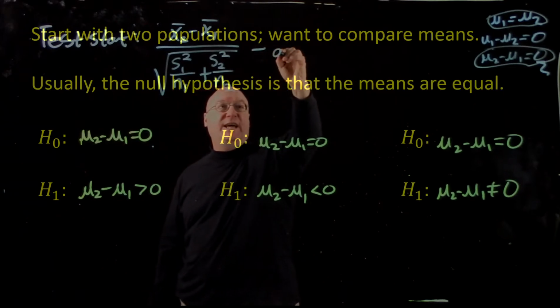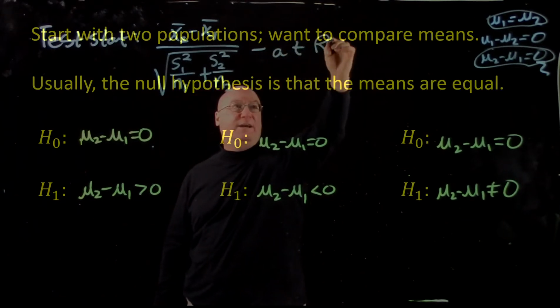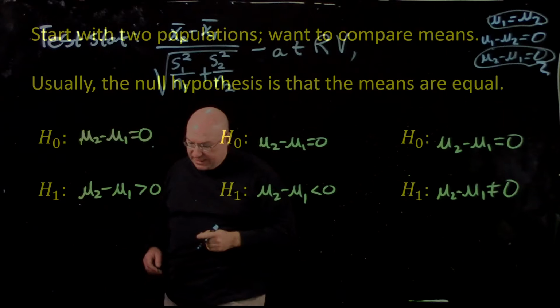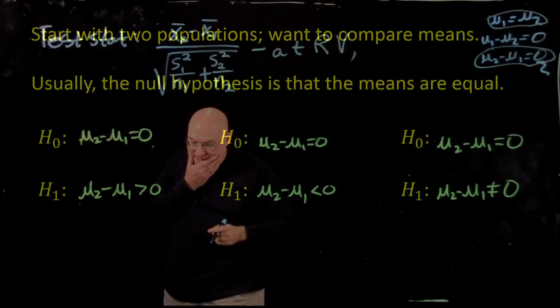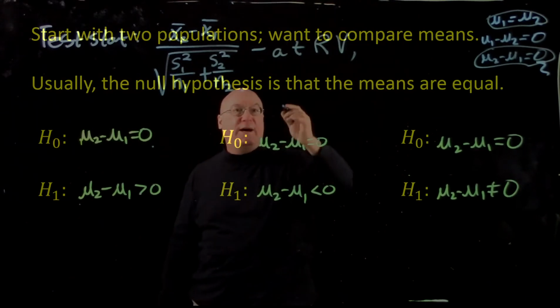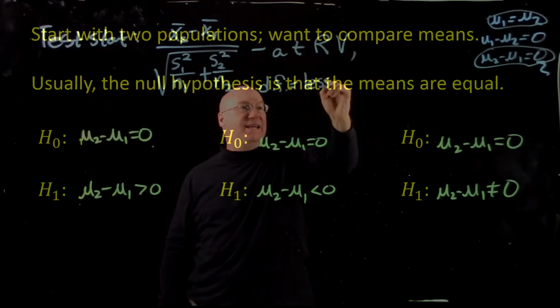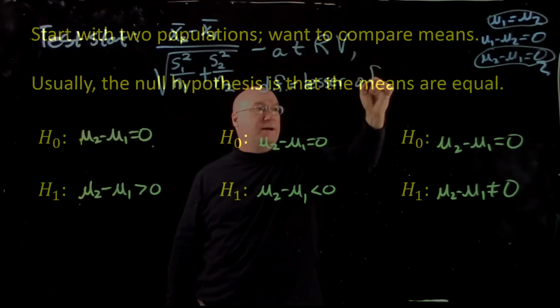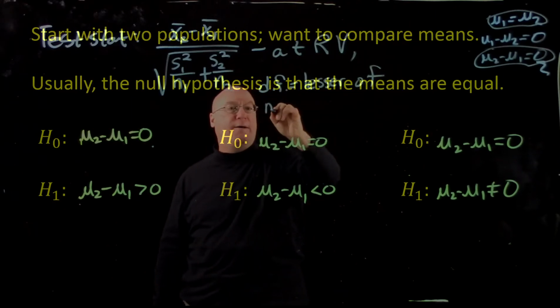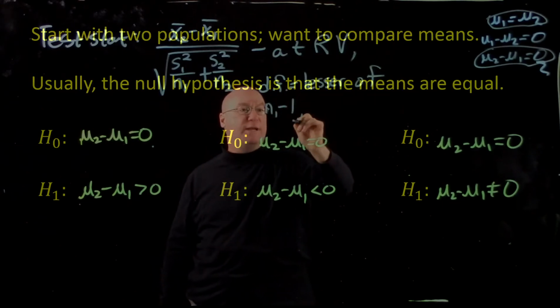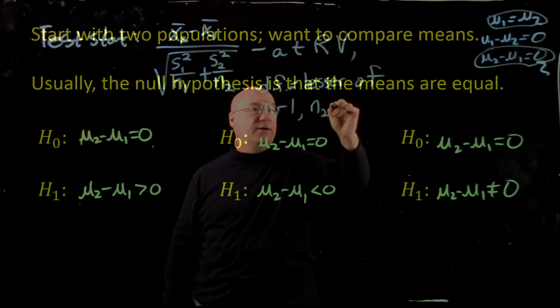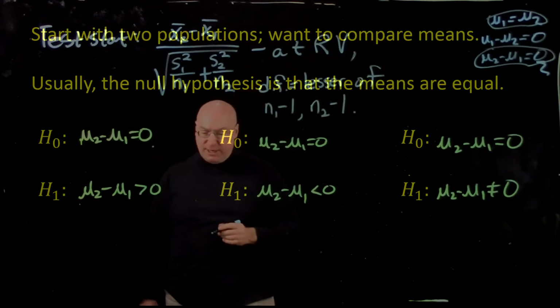And this is a t random variable. And then I say below it has what degrees of freedom? Degrees of freedom equal the lesser, the smaller of the first sample size minus 1 or the second sample size minus 1.